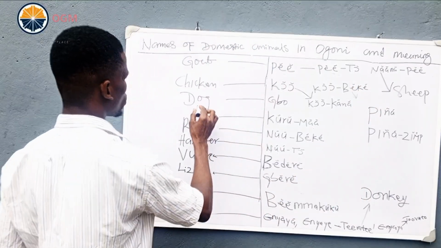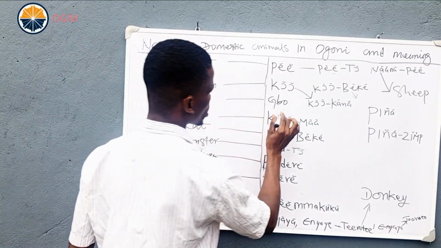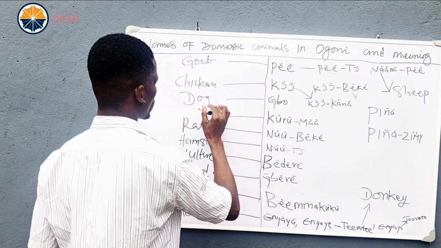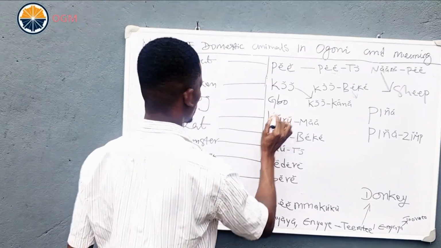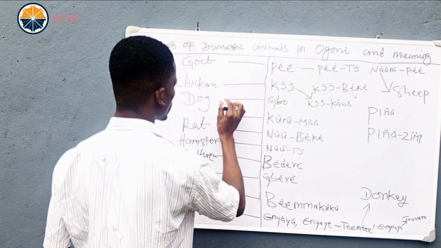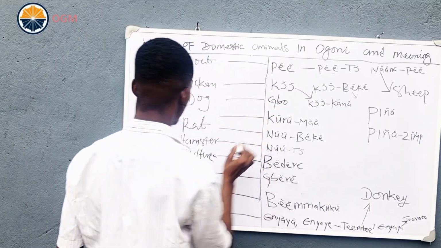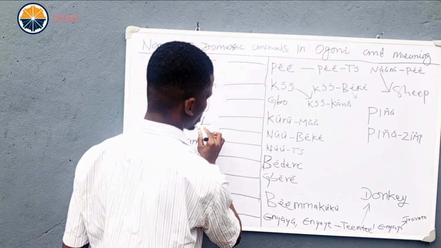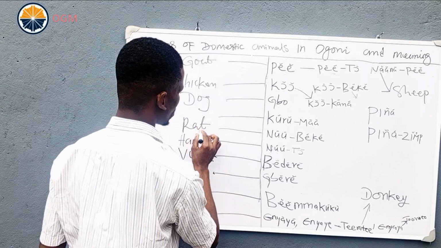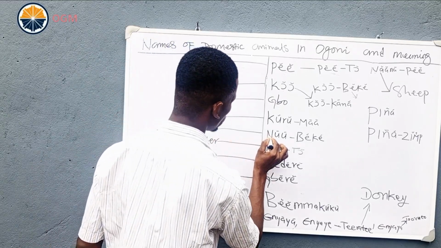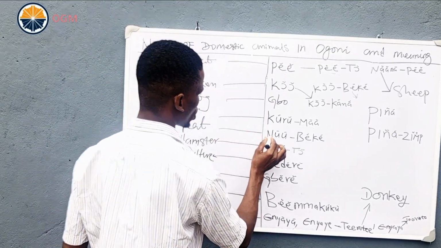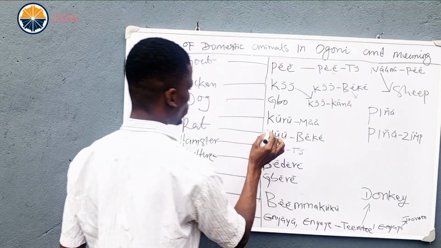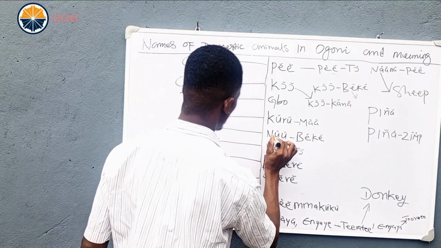Here we have dog, which is bo. Dog in Ogoni is called bo. Here we have rat, which is nu.